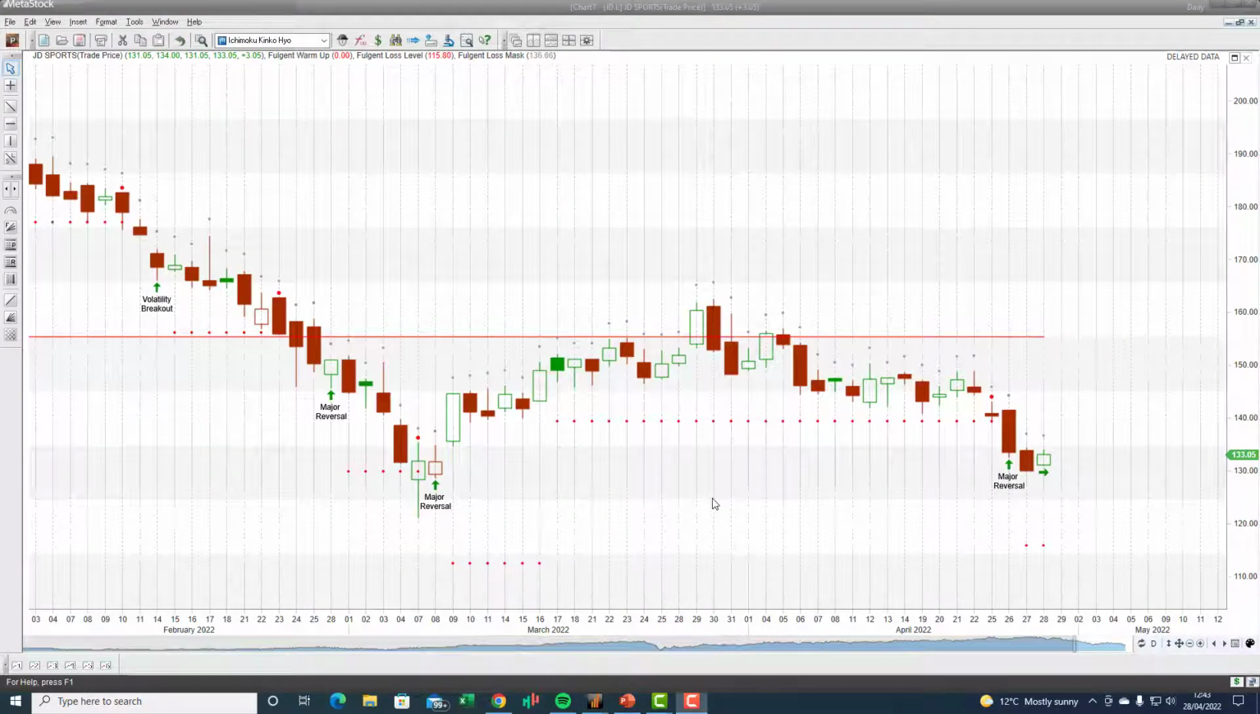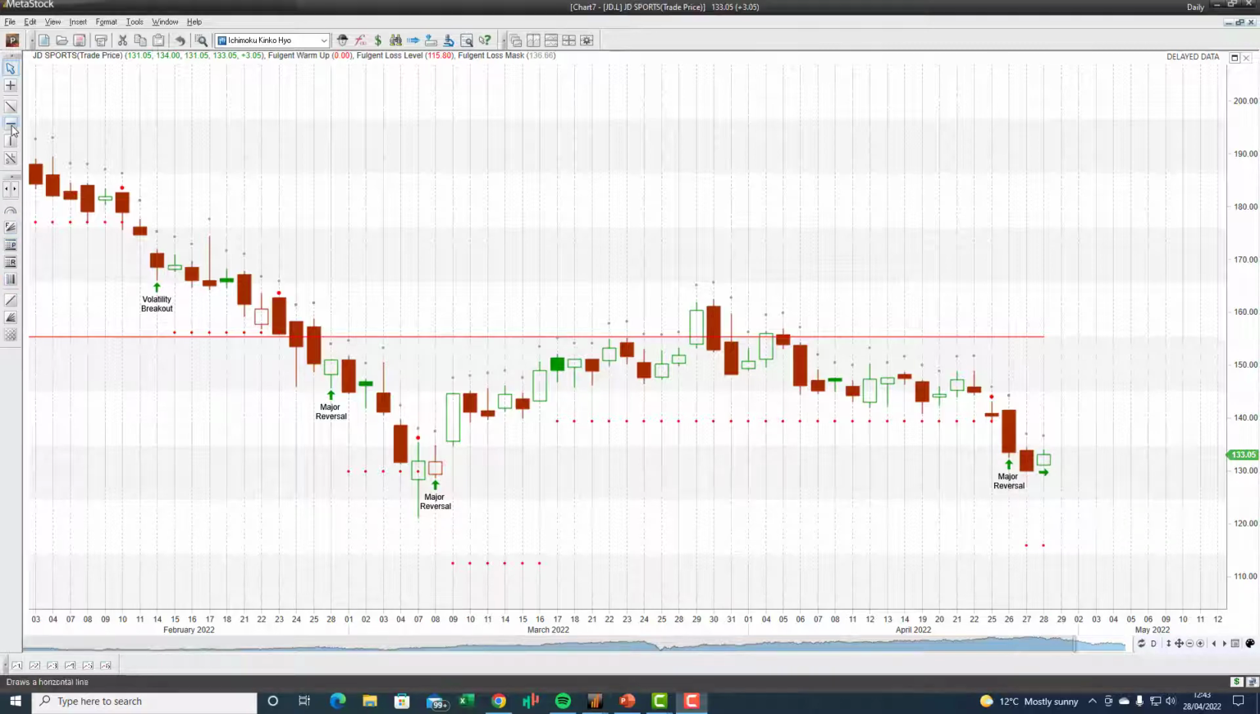Next up is JD Sport. We can see here in March we had a lovely trade there, major market reversal. The February one got stopped out, volatility breakout, they also got stopped out, but there was a short sell signal there. You can use the sell signals of the AI to go short a particular instrument, for example. But the March rally there worked out nicely, and then the April major market reversal, also a positive signal there.